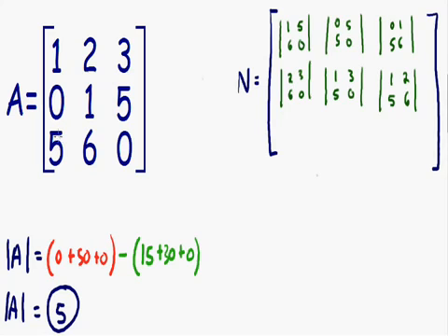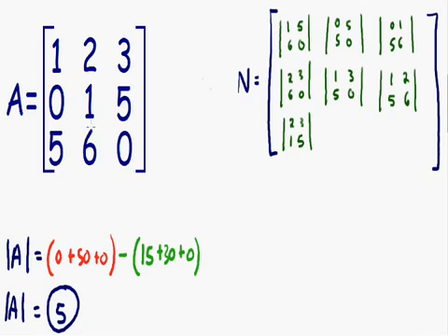Now if we do the same thing for the number in the bottom left position, this number 5, if we cross out the column and the row of this number 5, we're left with the 2 by 2 matrix 2, 3, 1, 5. So I'm going to copy that 2 by 2 matrix in the bottom left position, 2, 3, 1, 5.